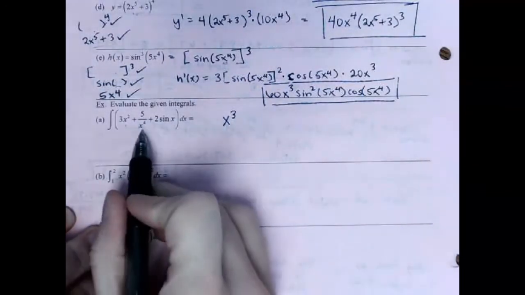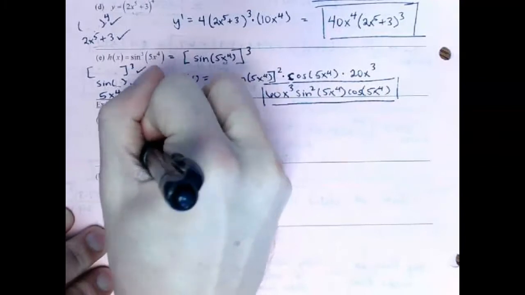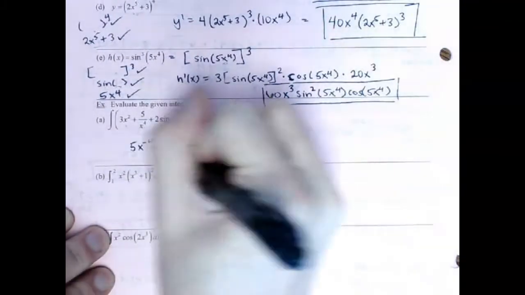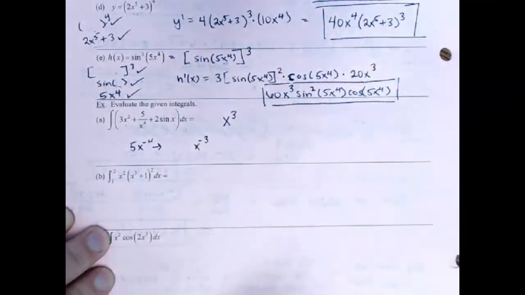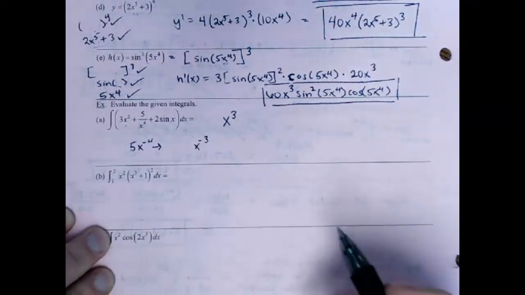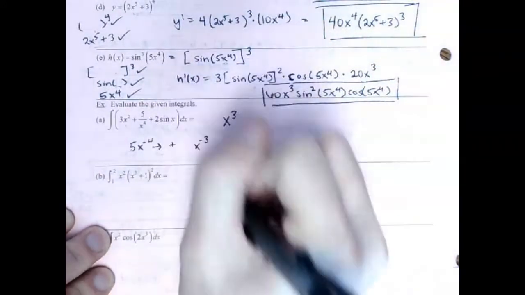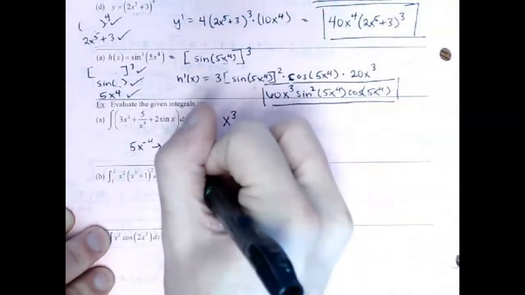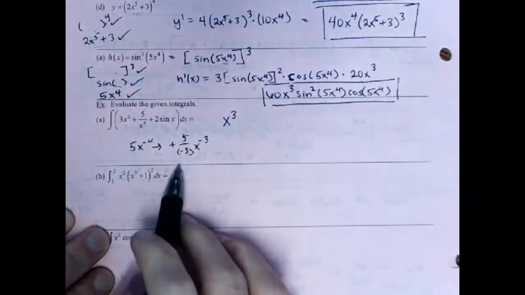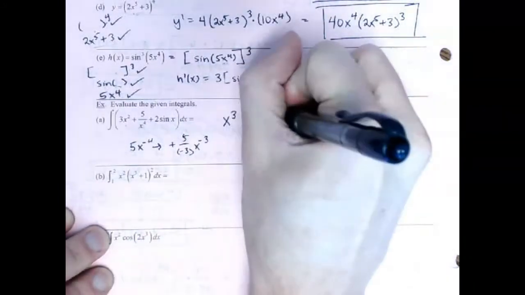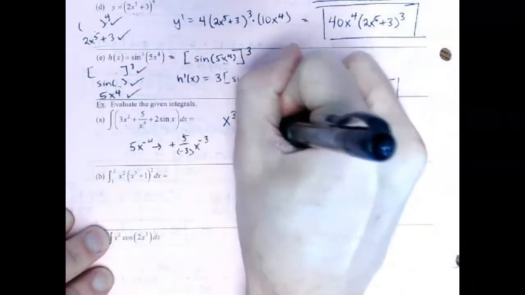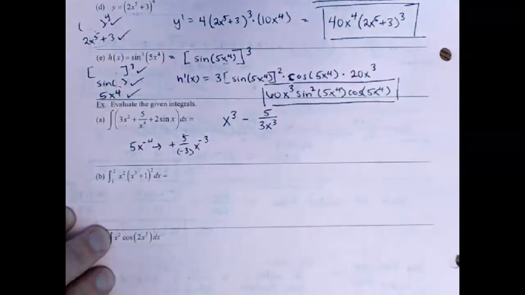Now here I have 5x to the negative 4th. If I wanted to add 1 to the exponent, negative 4 plus 1 would be negative 3. Then I would take this coefficient, which was a positive 5, and divide it by that negative 3. So look, it's going to end up being minus 5/3 x to the negative 3, so minus 5 over 3x cubed. That's how you could write that antiderivative. That's how you could write the integration.